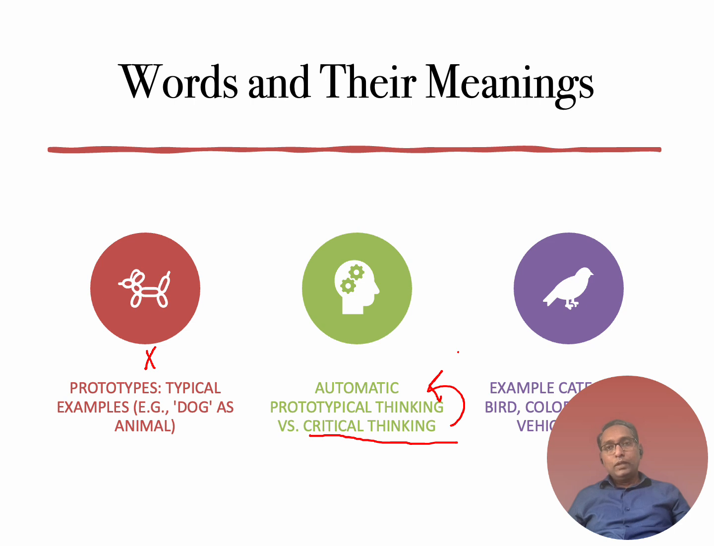Again, the prototypical examples are different for different cultures. That is the idea. Again, critical thinking is not abandoning system one, just being aware of system one's prototypical thinking, taking a pause, and learning more examples of the concepts.